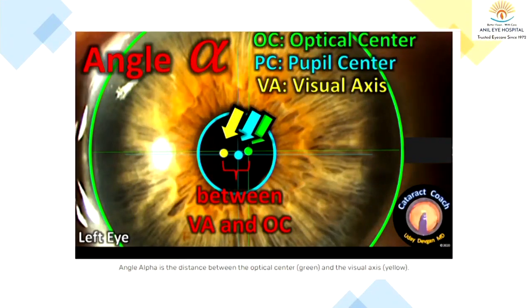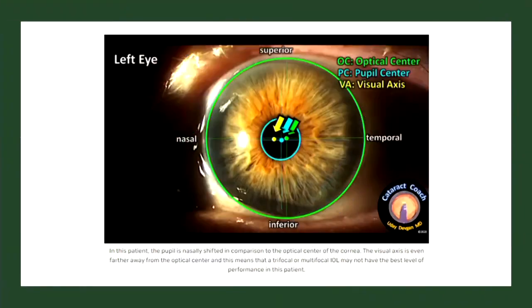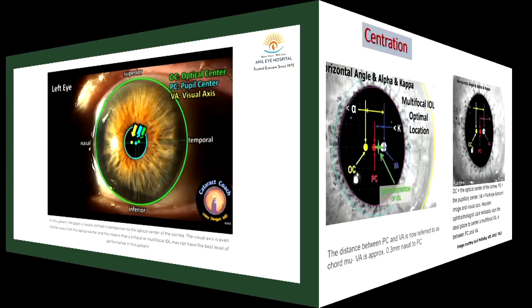Then you have the angle alpha, that is between the yellow and the green, that is, between the visual axis and the optical center. A mnemonic is OVA. So this is the angle alpha. Now in this patient, as you can see, all three dots are very closely spaced in the center of the IOL, which means the visual outcome will be much better. In contrast, if you look at this patient where the points are farther apart, there is a greater distance between the visual axis and the pupillary center, and the visual clarity and performance will not be as good.